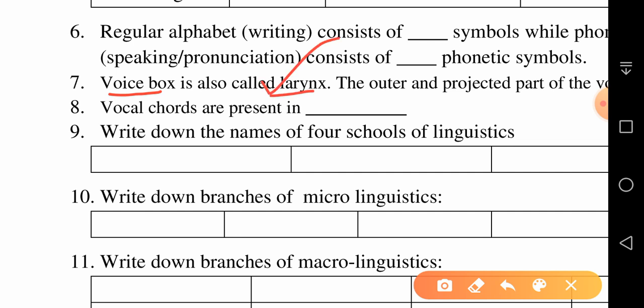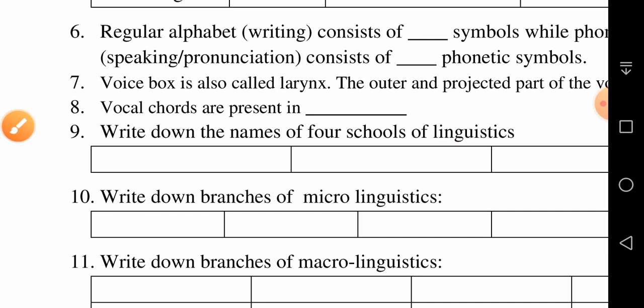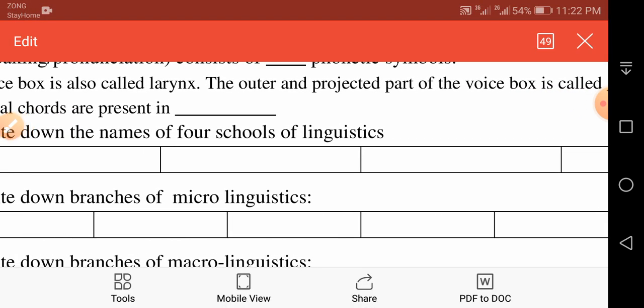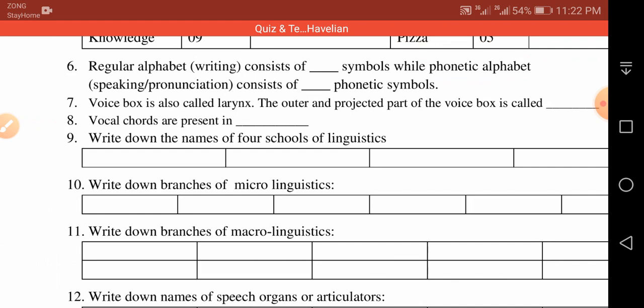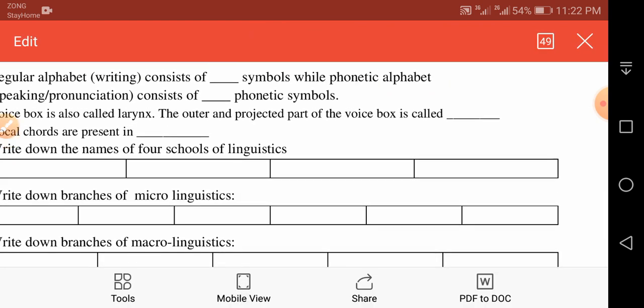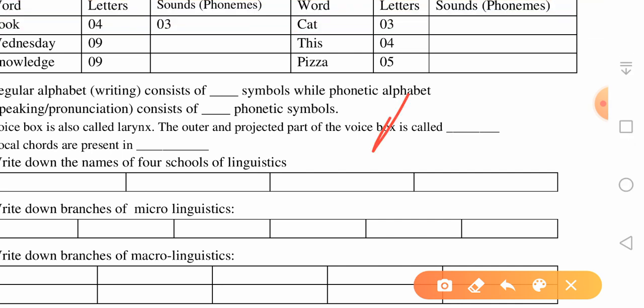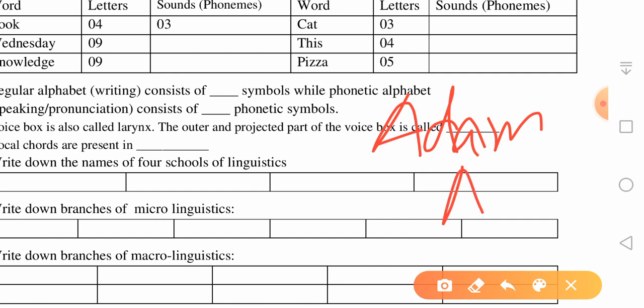Okay, then we have the voice box, also called larynx. The outer and projected part of the voice box is called Adam's apple. So here we will write Adam's apple. So there are three names. Inside we call it larynx or voice box, and the outer projected part is known as Adam's apple.